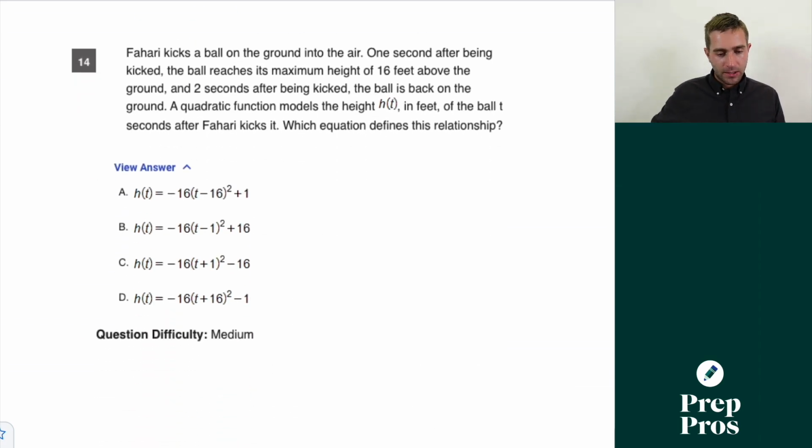Question 14. Fahari kicks a ball on the ground into the air. 1 second after being kicked, the ball reaches its maximum height of 16 feet above the ground.